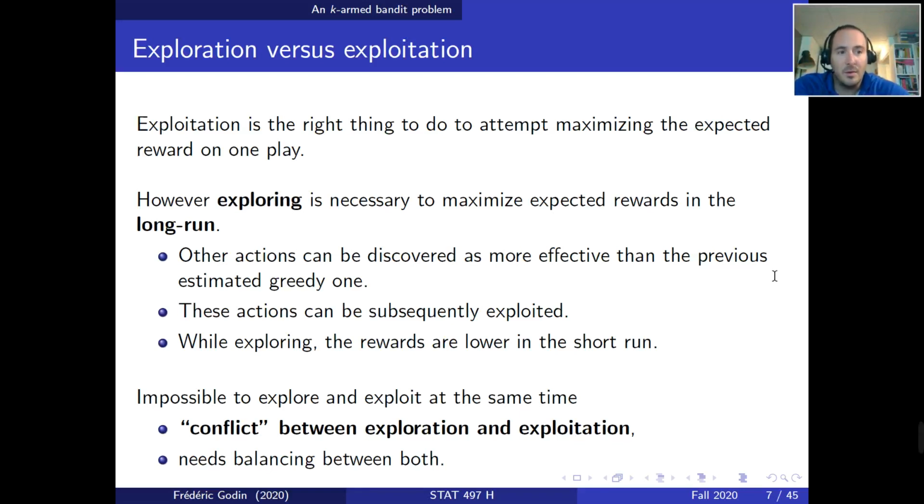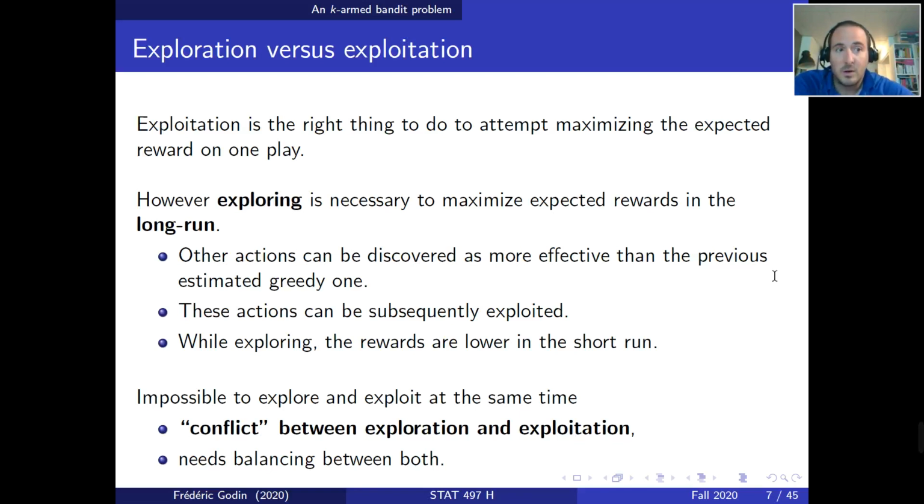Okay, so if you discover that another lever is better than you thought, and better than the one you currently think is the optimal one, then you can exploit that information subsequently and start sampling from this new lever which you discovered is better. So exploring is necessary for that, but often exploring yields lower rewards in the short run because you sample from levers which seem to provide a lesser reward.